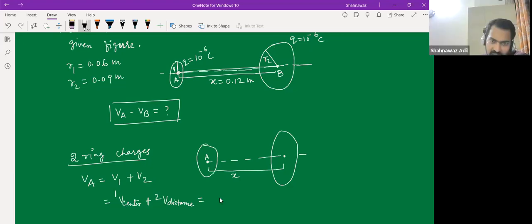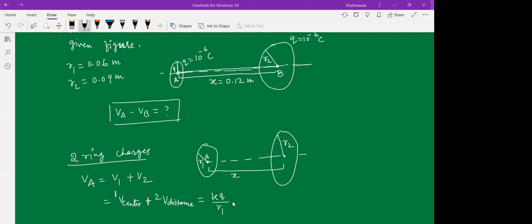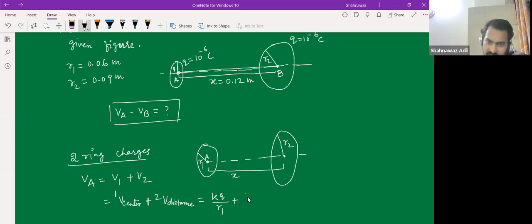Okay, so V at center would be how much? The radius is R1, and this is R2. So V at center is KQ by simply R1 for the center, right? Clear? Yes, sir. And for the distance, this is KQ by the square root of X square plus which R, R1 or R2 square?